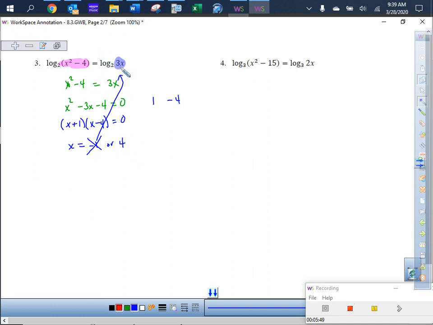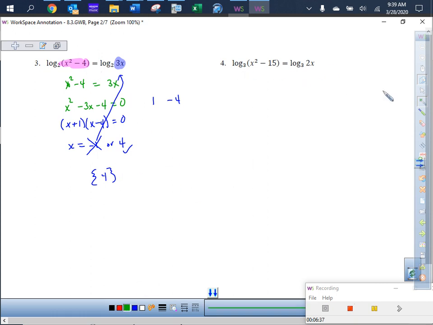So if I put 4 in here, that was a winner. If I put 4 in here, 4 squared is 16. Take away 4, which is still positive. So 4 is a solution for us. We'll put it in the solution set. So every term had a log with it. We didn't have to condense. We dropped the logs, set the arguments equal to each other, solved, and checked. Didn't show any work on the check either. Just got to check for extraneous answers.